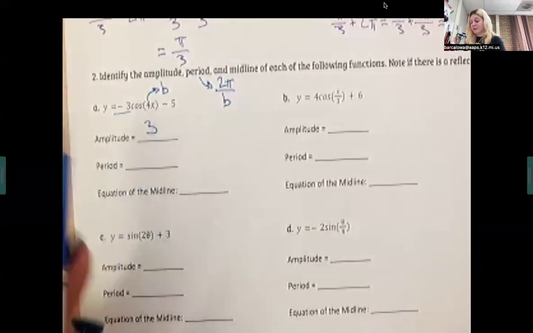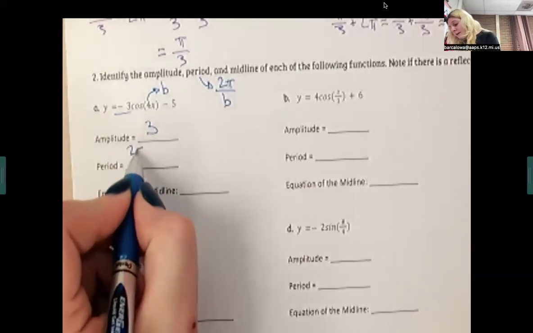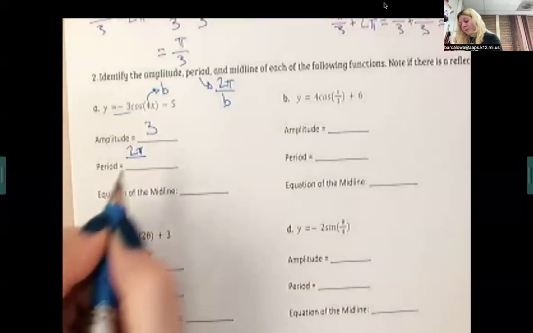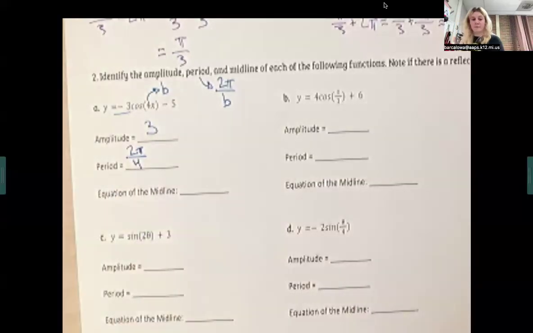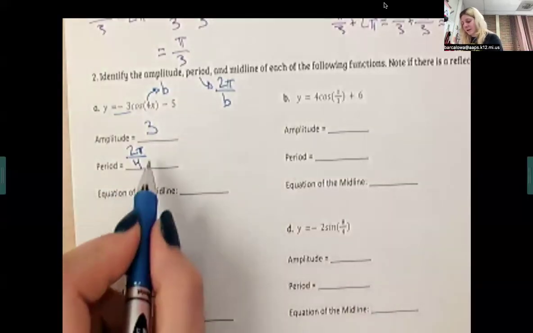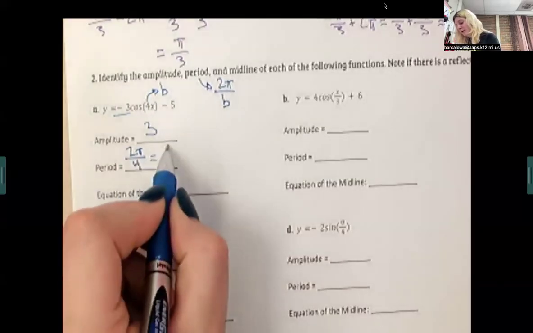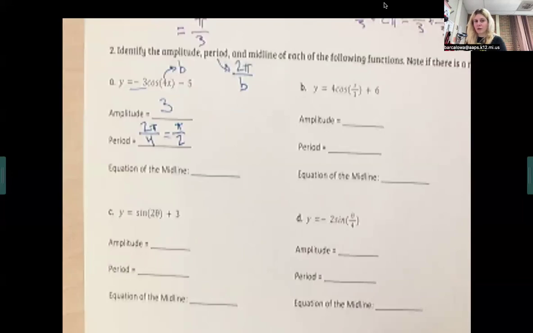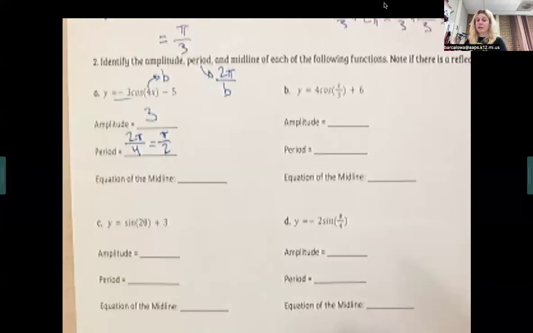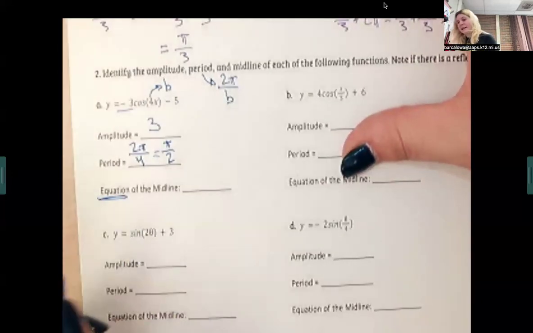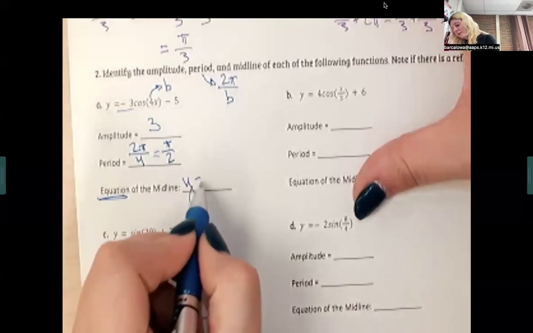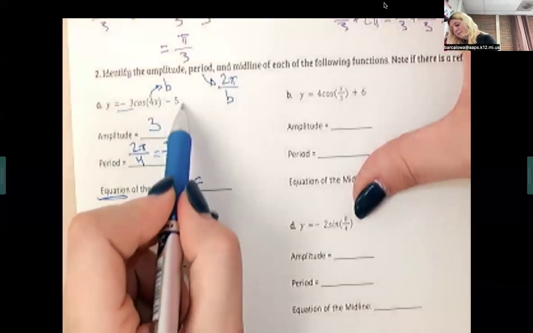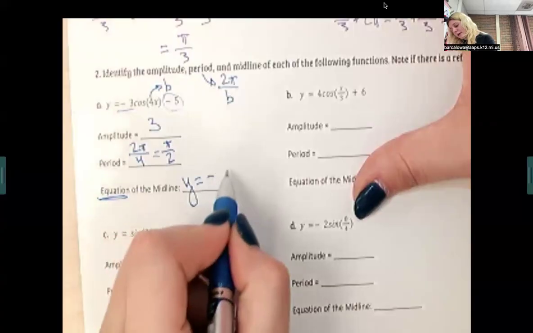So your period is connected to this number, but it's not equal to it. Okay, period is 2 pi divided by the number in front of x. So 2 pi divided by 4. Sometimes we can simplify that fraction, right? 2/4 is the same as 1/2. So pi over 2. And the equation of the midline, it's a line, so it needs to be y equals. That's where this number comes in here. Y equals -5.